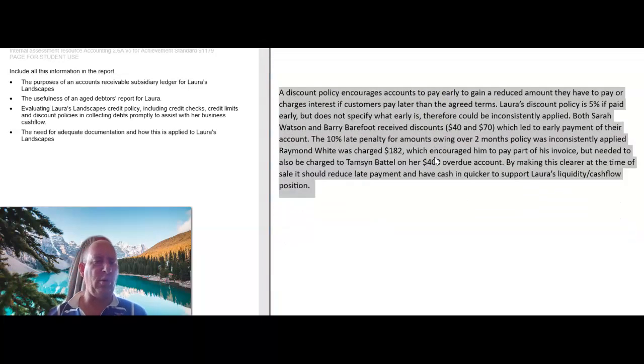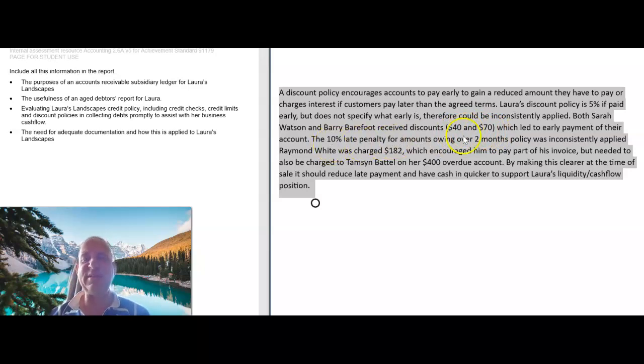The last section in bullet point 3 is evaluating the discount policy. So what we do is we define what a discount policy is, what it does. Secondly, we talk about what Laura's discount policy is, 5% if paid early. But here it doesn't say what early is. Presumably that's the current month, because we can see Barry and Sarah both got discounts. Again, remember to put dollar figures in there, because that's what the mark is looking for.